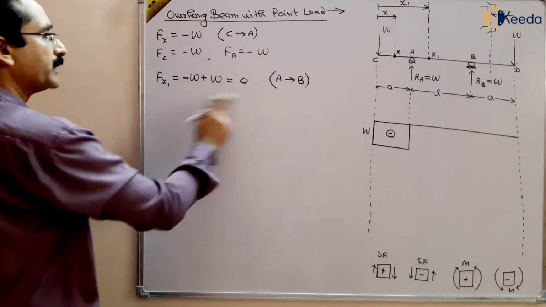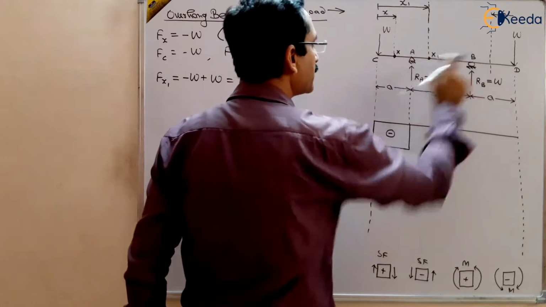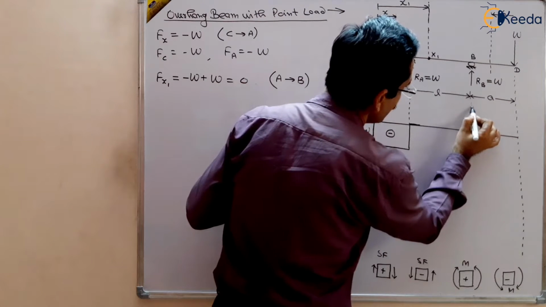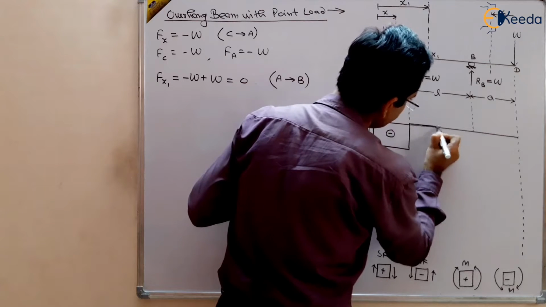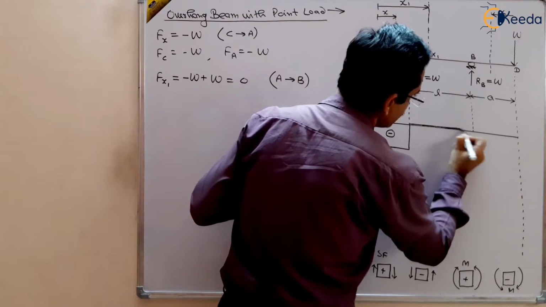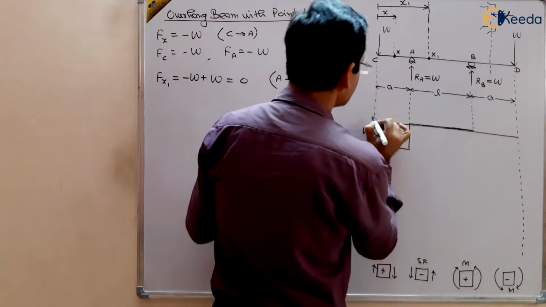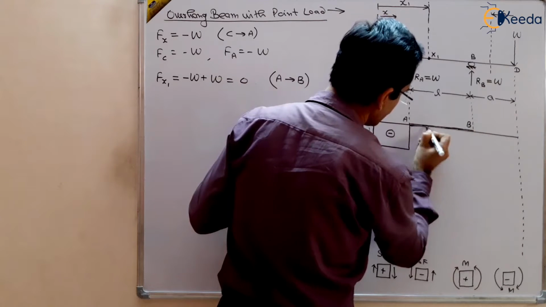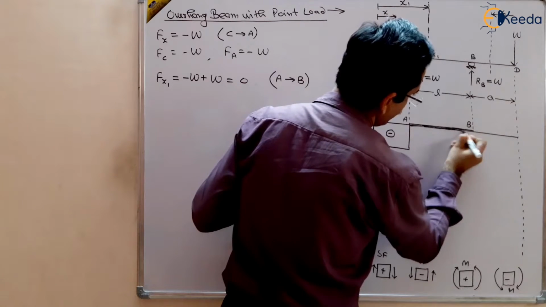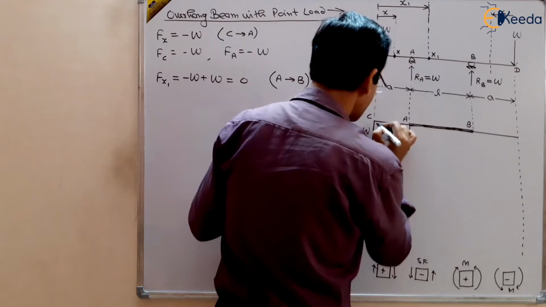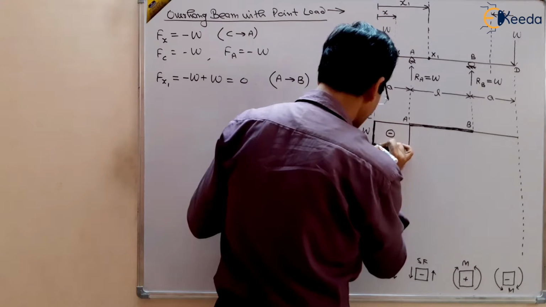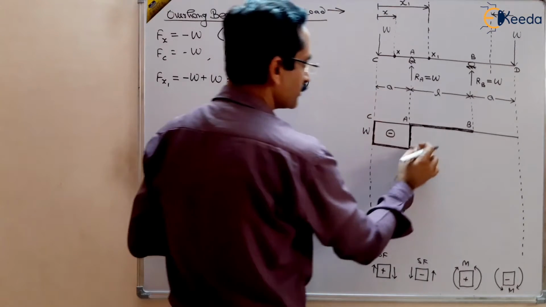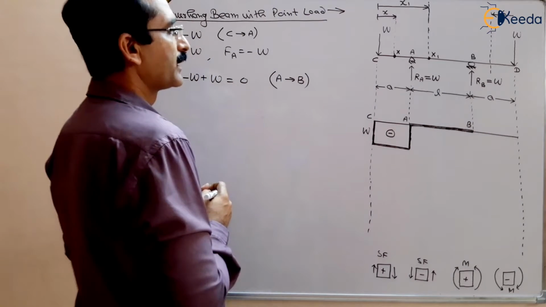This is valid between A to B because we have taken the section between A to B and there is no other force here. So shear force is 0 between A to B, from here to here. So this point is 0, right? So this is C, A and B. From this point to this point, shear force is 0. That's why I am making it bold, so that it can be easily visible, right?